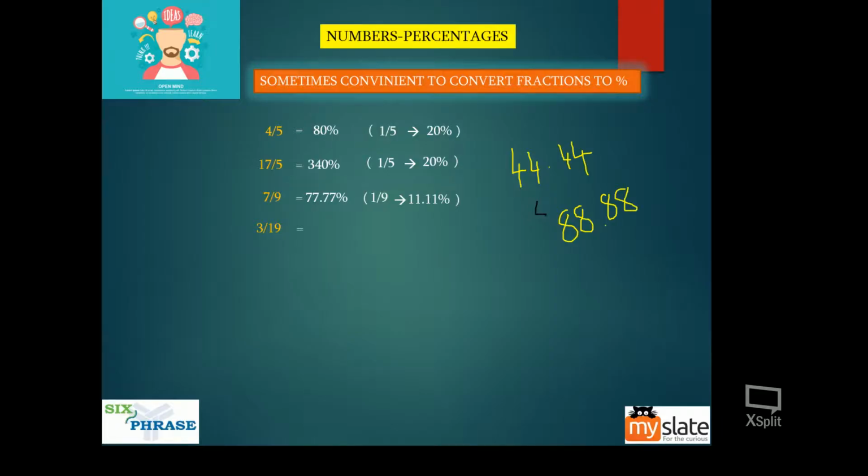3 by 19. It is 15.75, guys. It is because you know that 1 by 19 is 5.25. If 1 by 19 is 5.25, 3 by 19 is nothing but 5.25 into 3. Now, do you remember the way that I taught you to multiply this? Yes, 525 into 3. Okay, you just have to do 525 into 3.